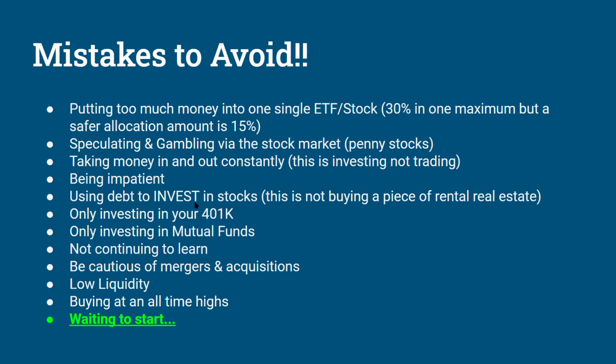And mistakes to avoid when investing. Putting too much money into one single ETF or stock. If you really, really know what you're doing, 30% is one maximum, but a safer allocation, in my opinion, a wiser one, is you never want to put more than 15% of your cash or your capital, of your assets into one single stock or ETF investment, okay? You never want to put too much weight in any one quote-unquote basket, if you will. It's just not wise, right?